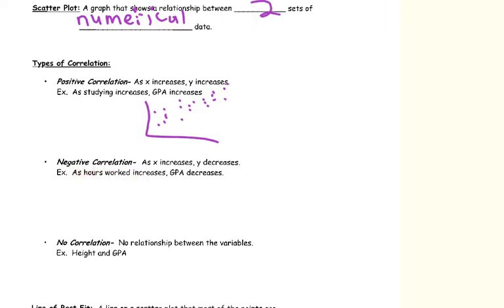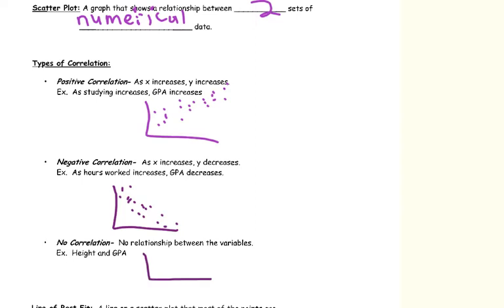You can also have negative correlation. Negative correlation is as x decreases, y increases, or the other way around, as x increases, y decreases. So they're doing the opposite. When you do that, you'll have all of these points and they look like they're slowly decreasing. An example would be as the hours you work increases, so time away from school, your GPA is going to decrease.